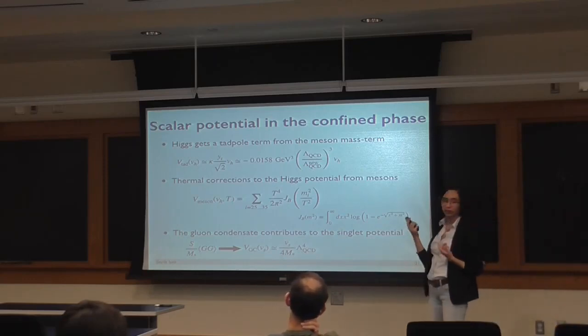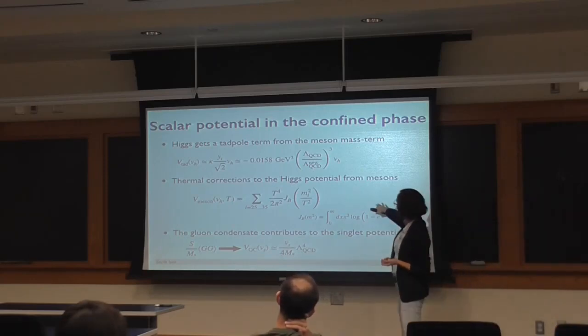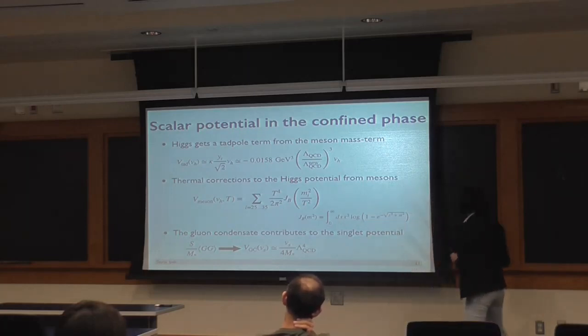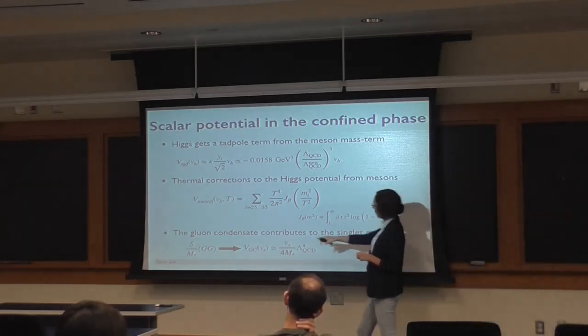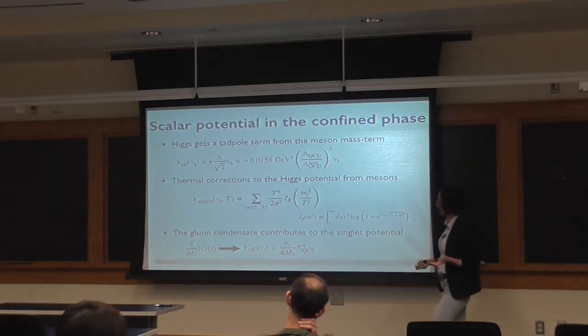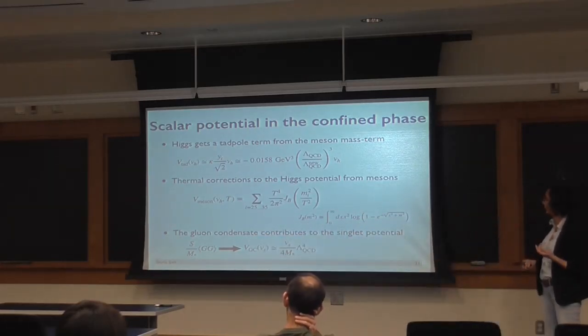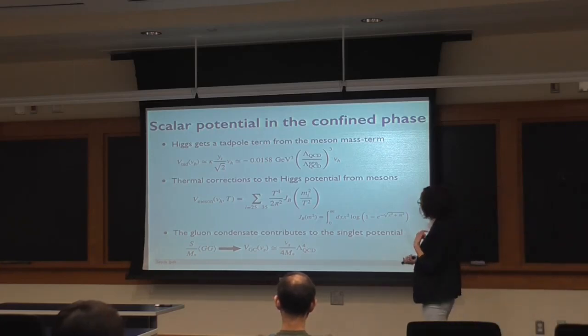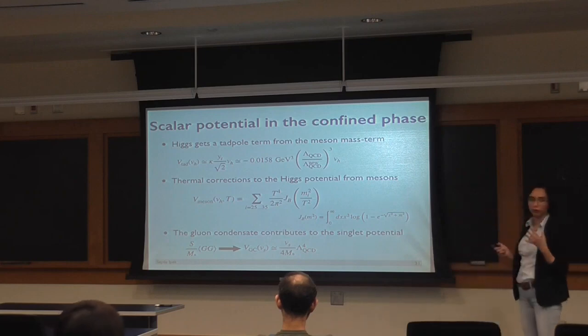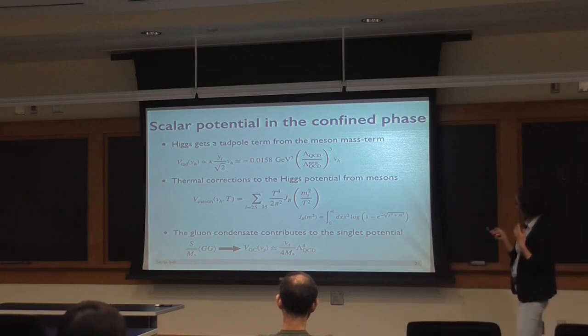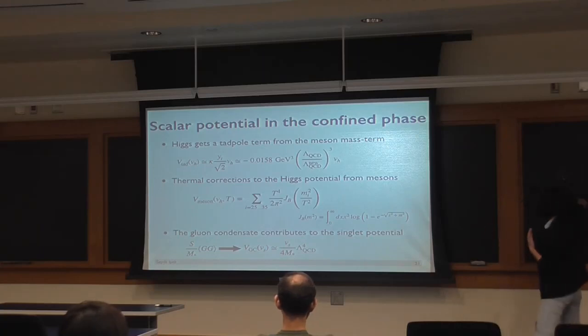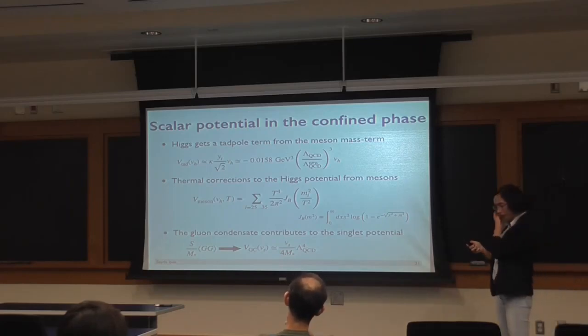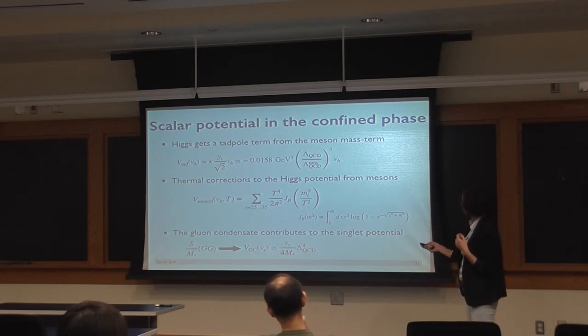You also have mesons in thermal loops, which is the second term here. And then you also have a term that comes from the sigma field when the gluon also has a condensate in the QCD confined phase. So these are the three new contributions to the scalar potential that come from this new phase of an early confined phase. Technically, this exists for the standard model Higgs as well, but it is very small compared to other contributions to this potential. Here it could be large.